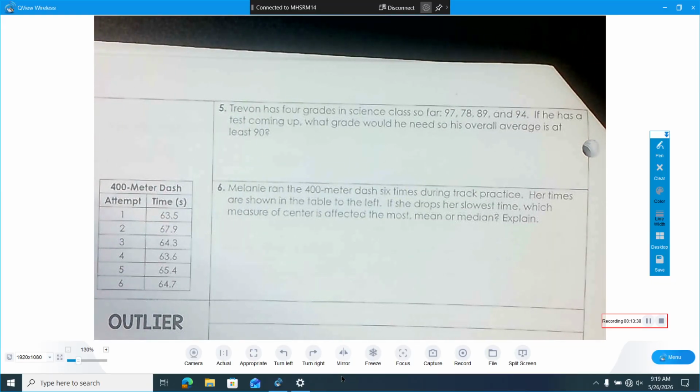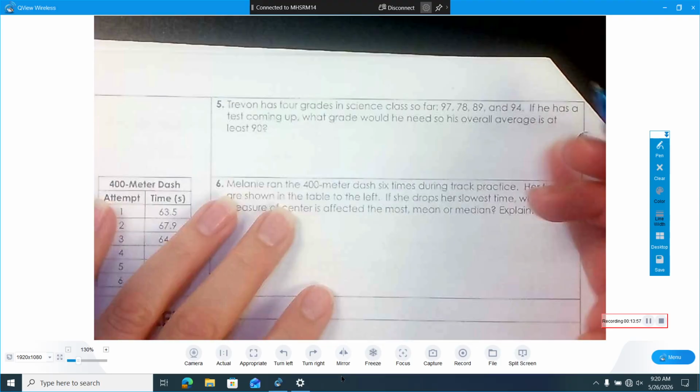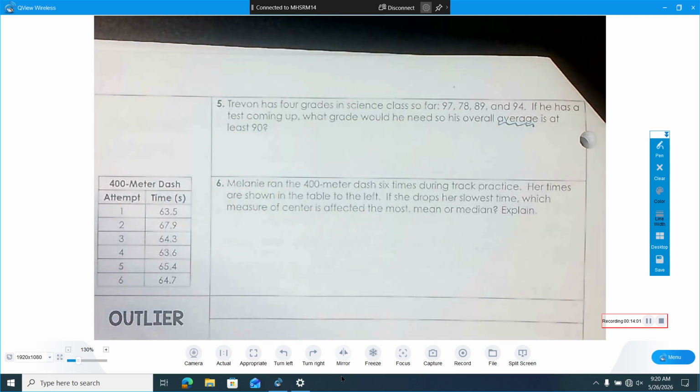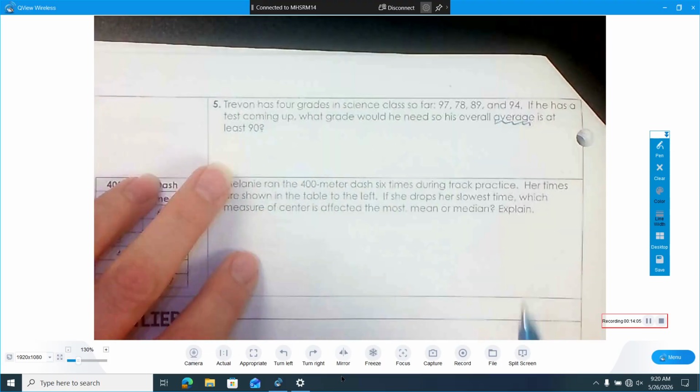Number 5, Trayvon has 4 grades in science class so far, 97, 78, 89, and 94. If he has a test coming up, what grade would he need so his overall average is at least a 90? So we're talking about average. Tell me what we do to find an average of something. Add them all up and divide by the number that there are.